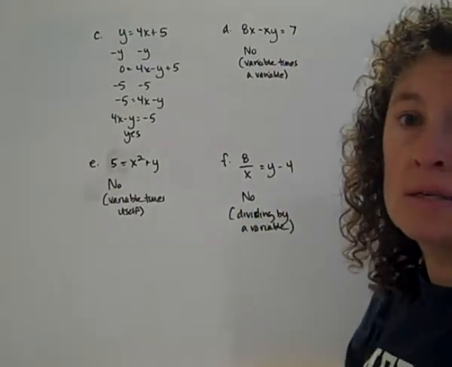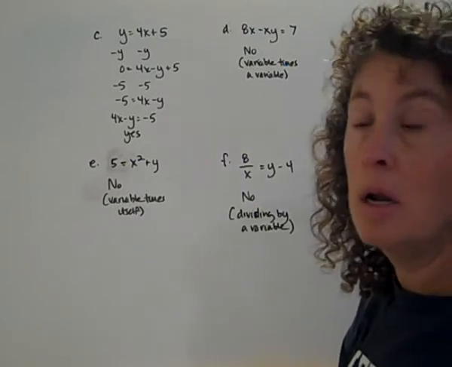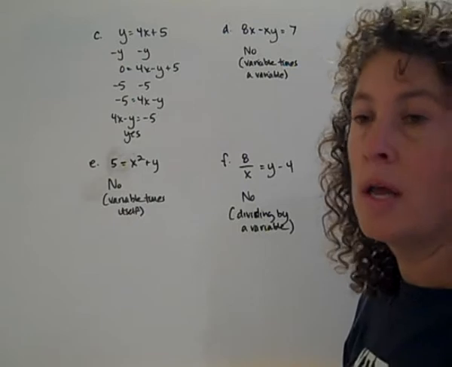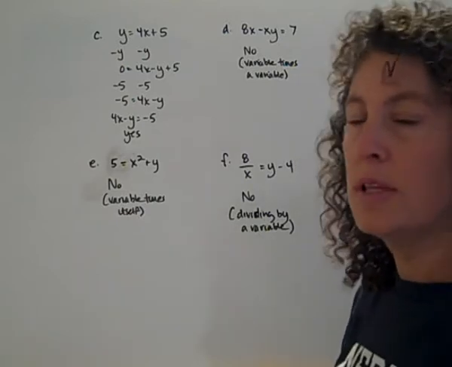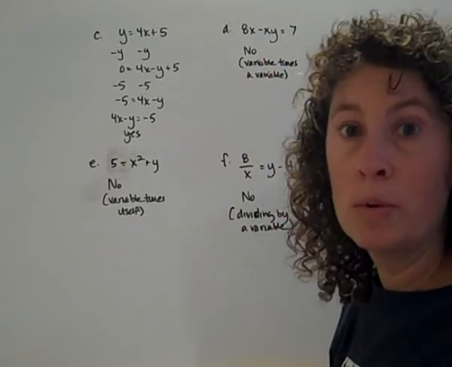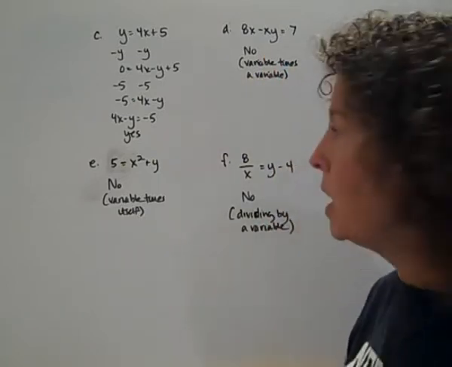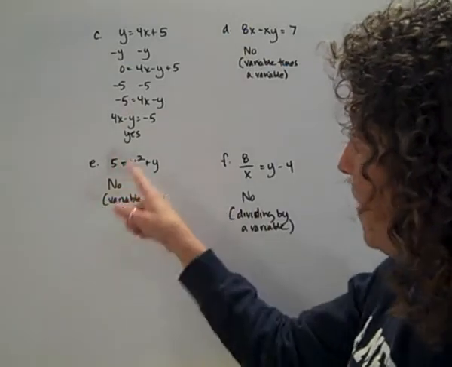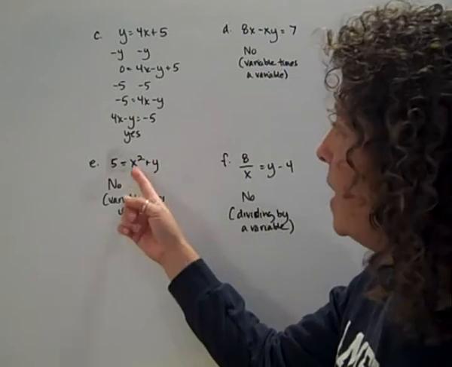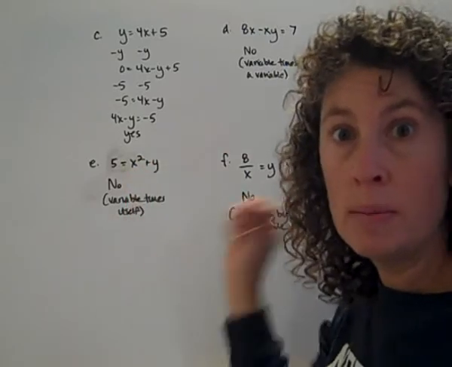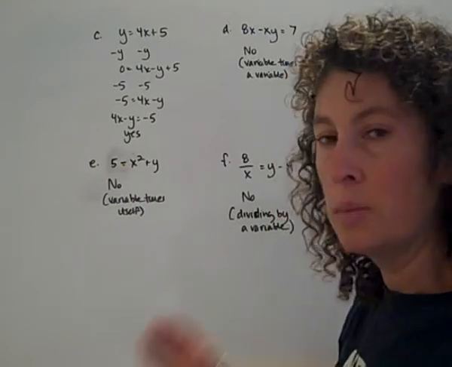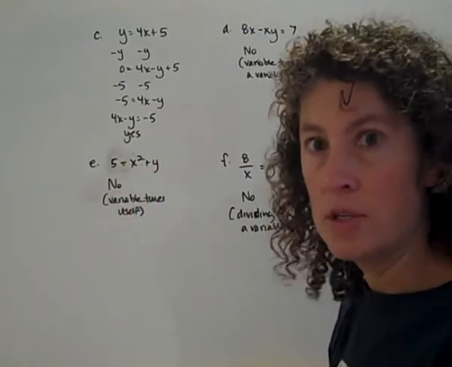8x minus xy equals 7. Is that linear? Well, right off the bat, I see that I have a variable times a variable, which means this is not linear. Again, it will be a perfectly lovely equation with a lovely graph. It's just not a linear equation. So my answer is no, and we've got a variable times a variable. Second, 5 equals x squared plus y. Again, I see x squared. That's a variable times a variable. That's x times itself. So this is not a linear equation. It'll make a different shape on the graph. We'll get to those equations eventually this year.